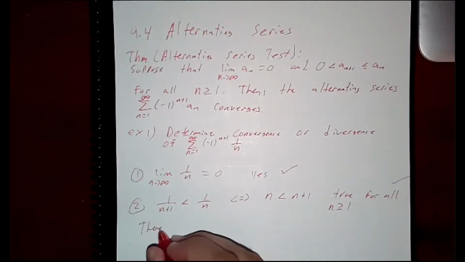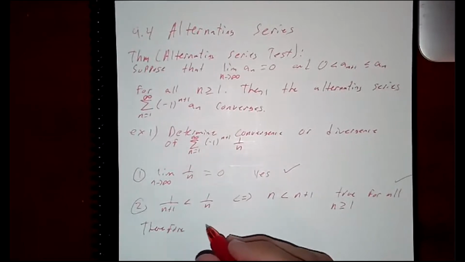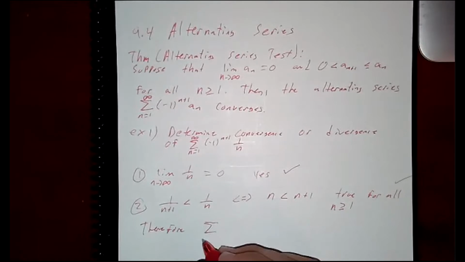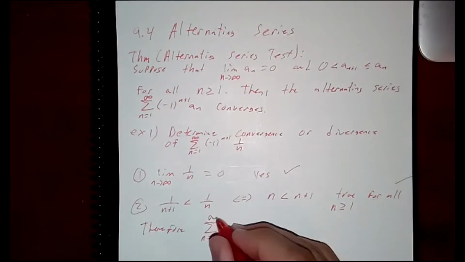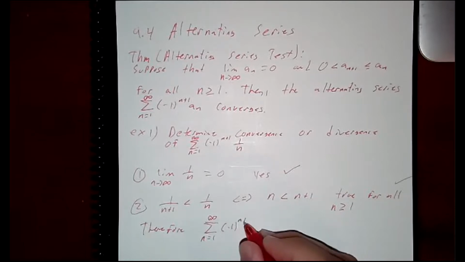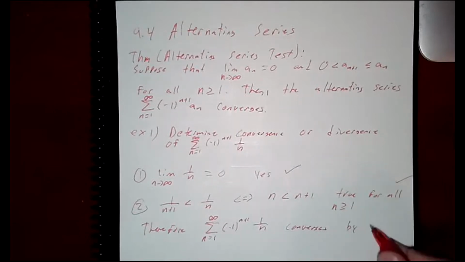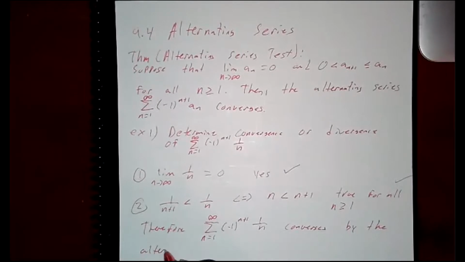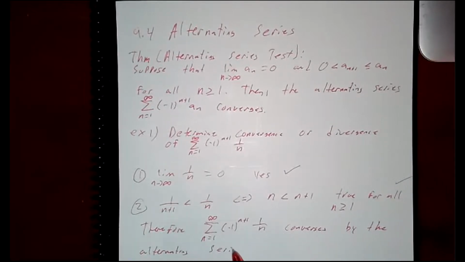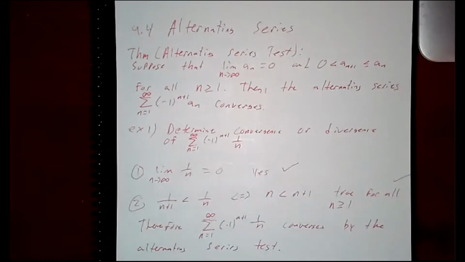So therefore, the series with the alternating piece converges by the alternating series test. It's pretty straightforward, right?